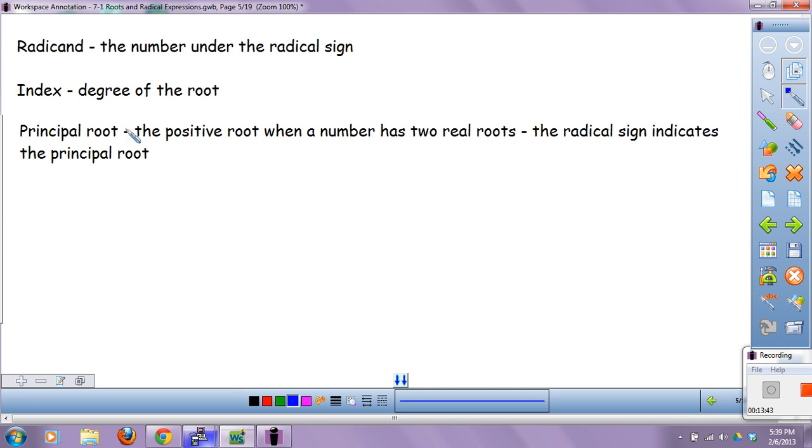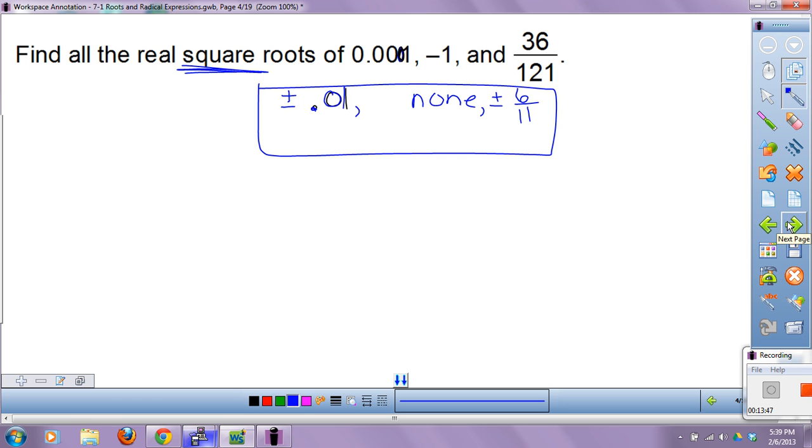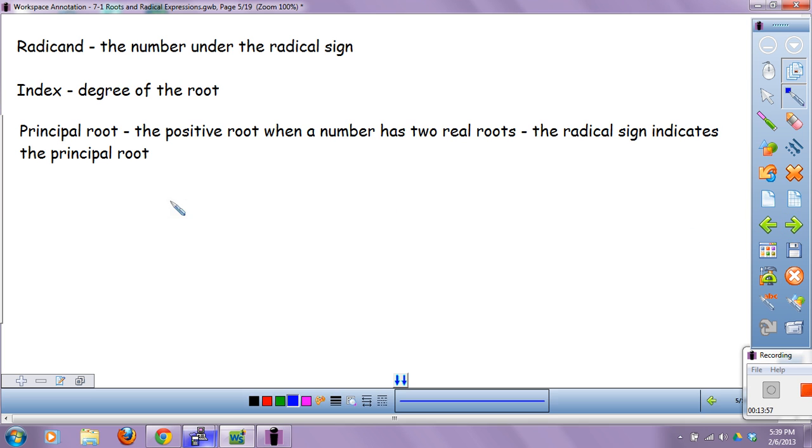Okay, some things we need to talk about before we move on. You may have noticed that these were written kind of weird. You probably thought we should have just been writing the square root of 36 divided by 121. Why didn't we just write it like that? There's a reason for that, because that means something.